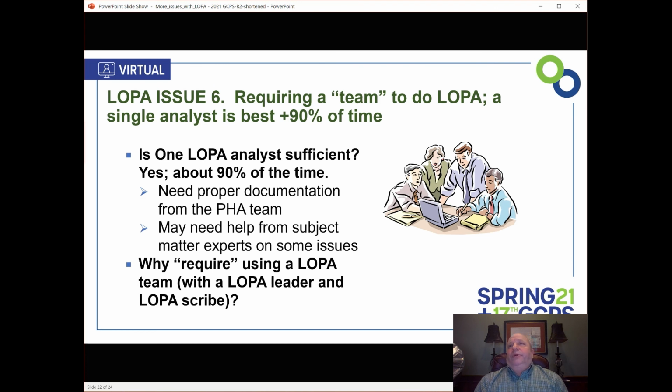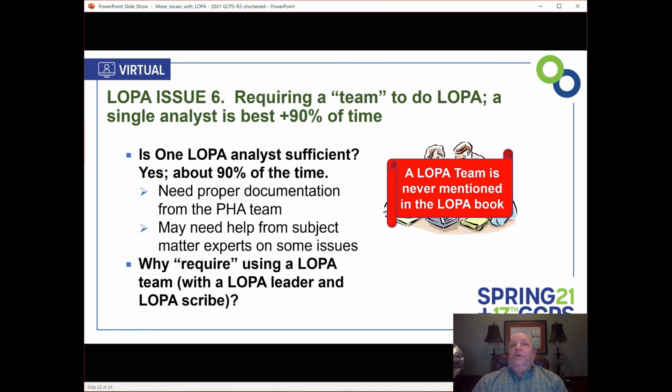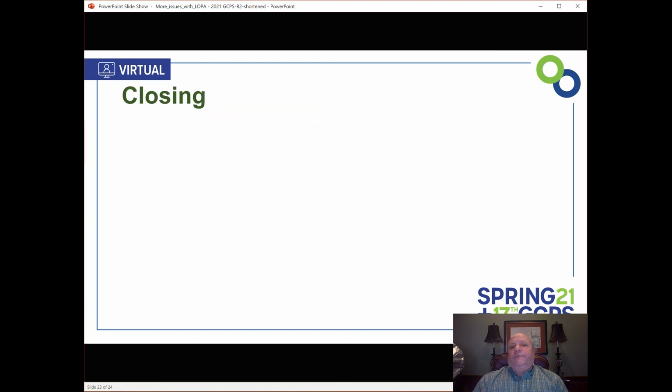The final issue I wanted to go over is how you're doing LOPA and the resources applied to it. Typically, LOPA can be done by a single analyst outside the meeting, maybe 1.5 analysts, an analyst calling people on the phone from time to time. The first LOPA book never mentioned the LOPA team. We never intended for there to be a team. So there's no requirement from the LOPA book or from the originators, and nothing was even foreseen. So we think it's wasteful.